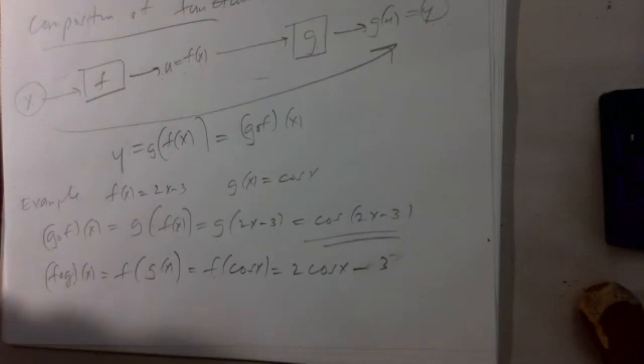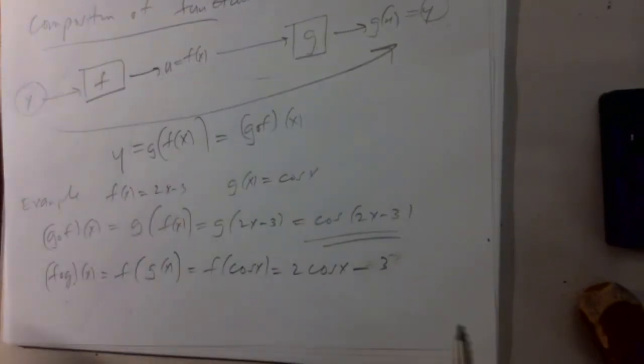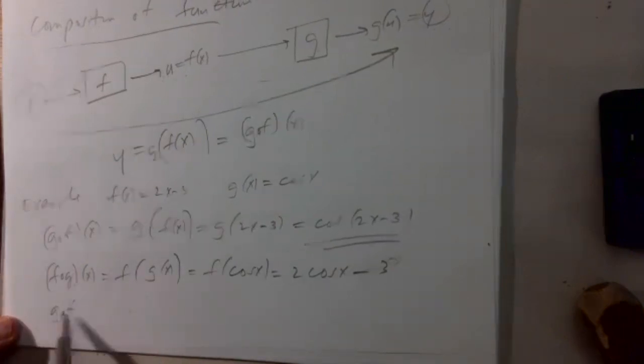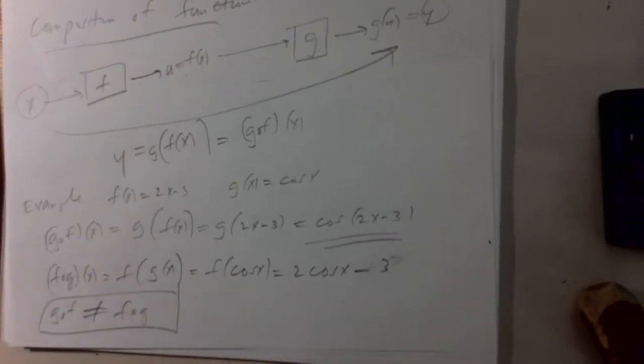And you'll notice these are two completely different functions, right? Completely different functions. So g composed with f is not equal to f composed with g. You know, when you're multiplying numbers, 2 times 3 is 6 and 3 times 2 is 6. It doesn't matter what order you multiply them in. But when you do composition of functions, the order really does matter.